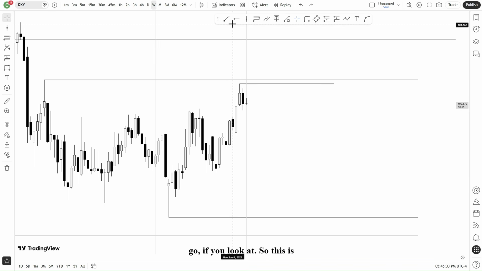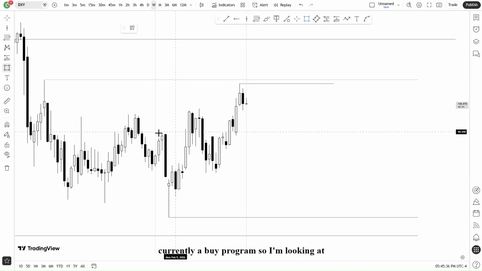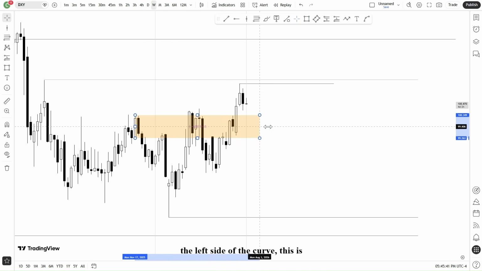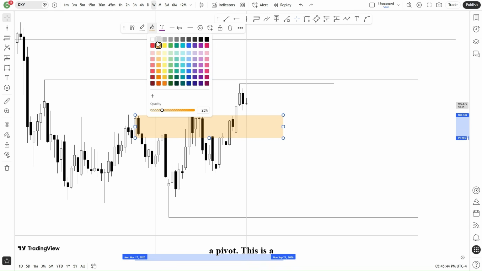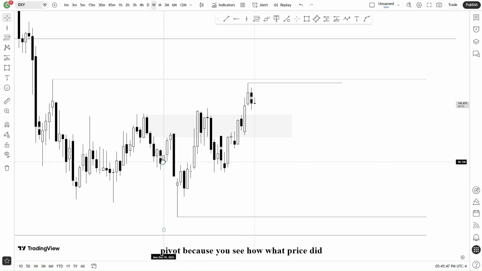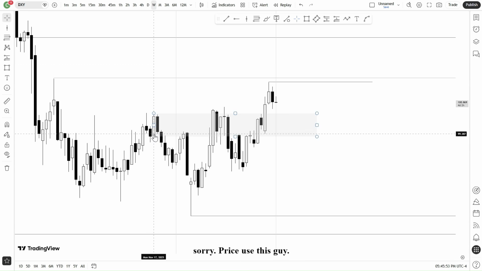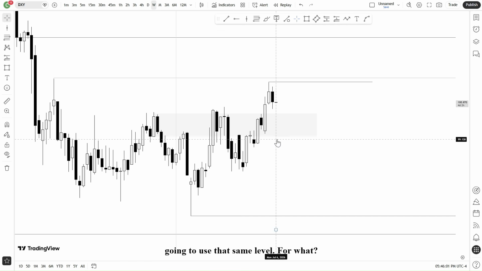So this is currently a buy program. I'm looking at this previous order block at the left side of the curve. This is a pivot, because you see what price did at the left side of the curve. Price used this level for fulfillment of orders, and price is still going to use that same level for the buy side of the curve to support price to the upside. Now listen, this bearish order block at the left side is what I call the mitigation basis.